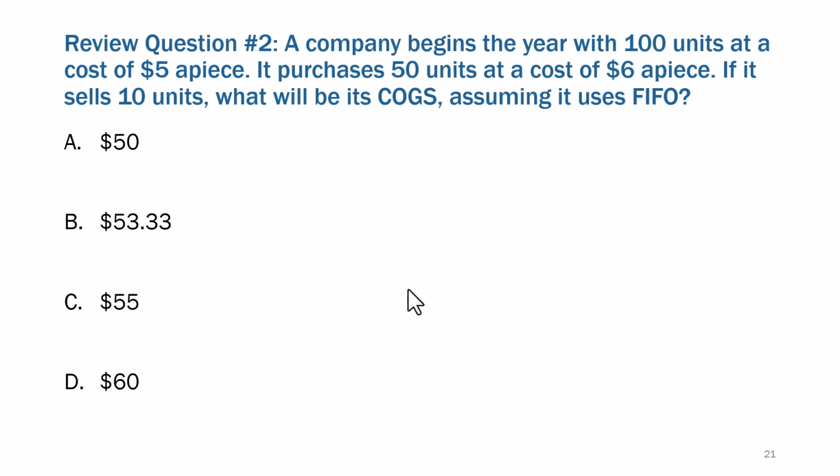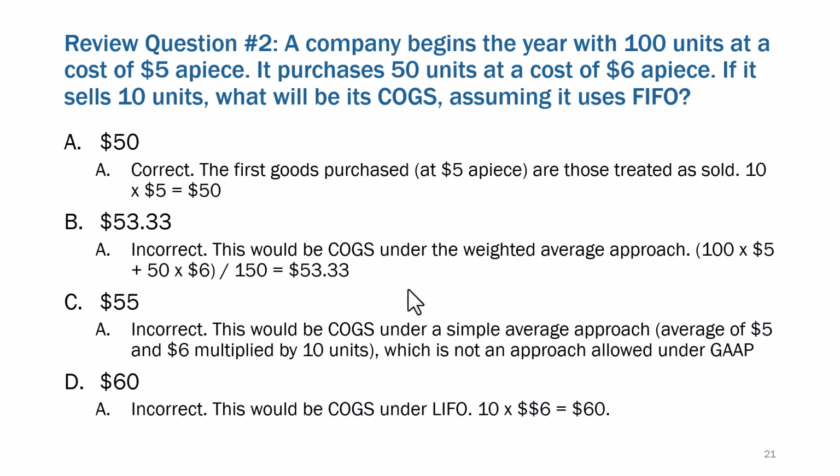Review question here. If a company begins the year with 100 units at a cost of $5 a piece and purchases 50 units at a cost of $6 a piece and then sells 10 units, what will be its cost of goods sold, assuming it uses FIFO? If you want to test yourself on this one, you could certainly pause it and see if you could get it. In this one, what I'm going to do is skip to the correct answer, and you can just see why the incorrect answers are incorrect.